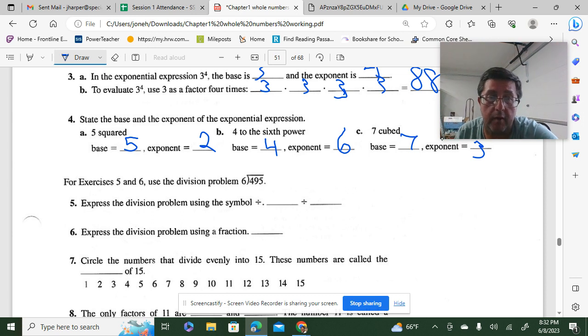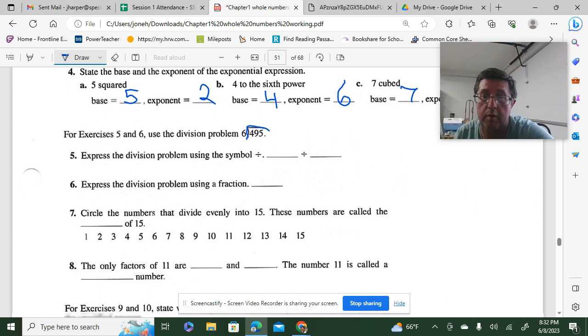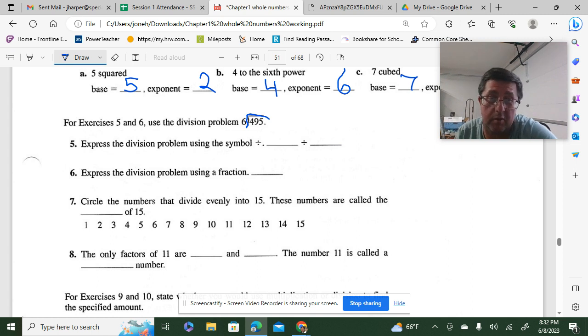For exercises 5 and 6, use the division problem 495 divided by 6. Remember, this symbol here always means divided. It's not on a computer, so I don't know. Maybe it'll go to the same thing as cursive. Cursive, we don't really use it anymore, because we use computers so much now.